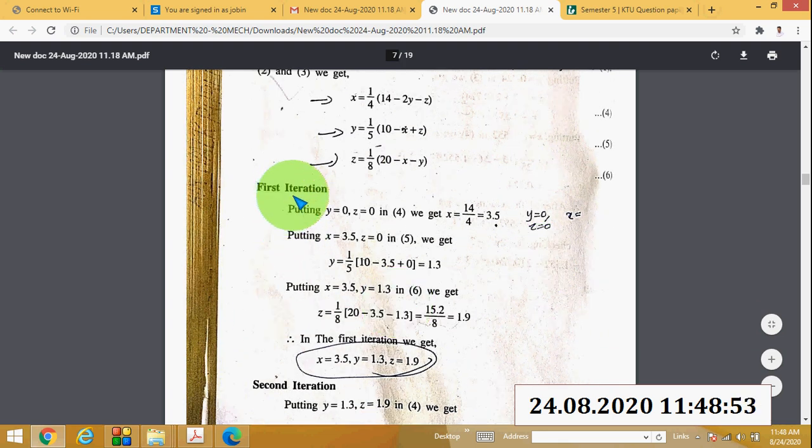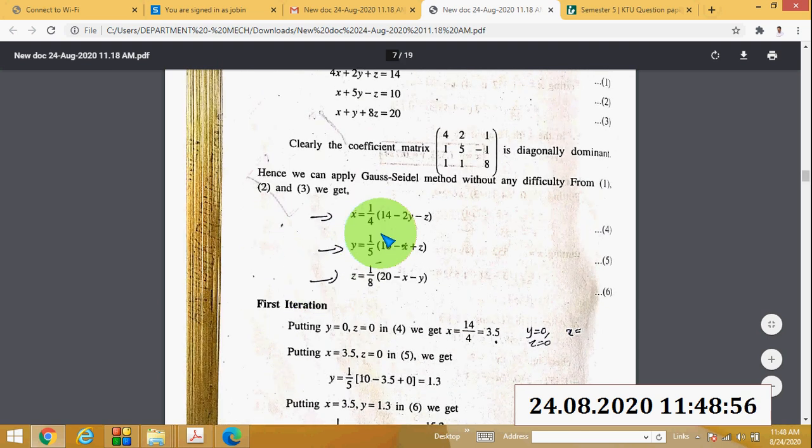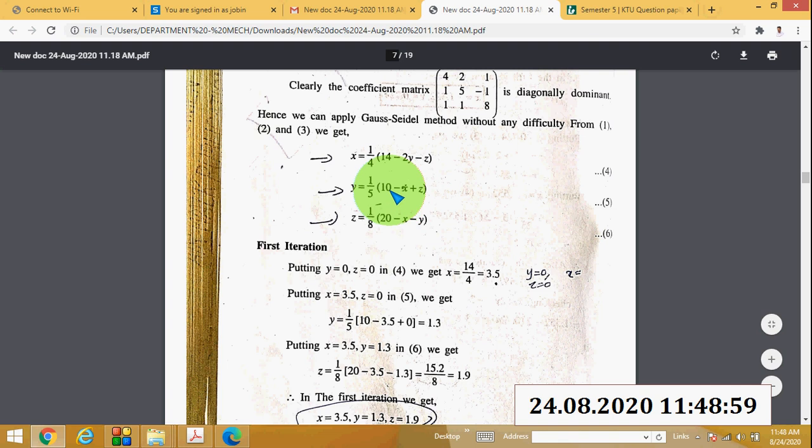Then we will move on to the first iteration. In the first iteration, take the first equation. As in the previous problem, take the value of y as 0. Here there are three variables x, y and z. So I will substitute y equal to 0 and z equal to 0 in equation number 4. You will get the value of x as 3.5.